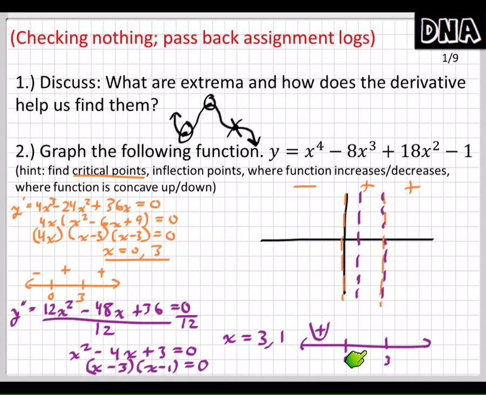If I plug in 2, let's see what we get. That'd be 4. That'd be negative 8. That'd be a 3. 3 and 4 is 7. Negative 8. Okay, negative is what we get, right? All right, so we get concave down right there.